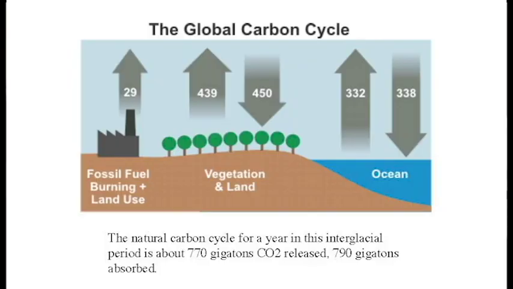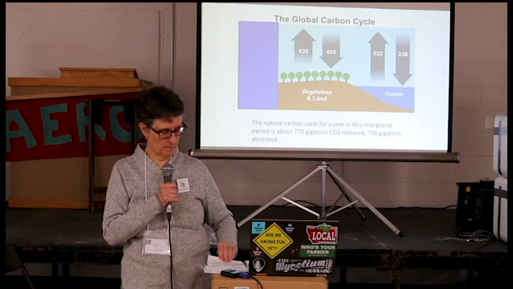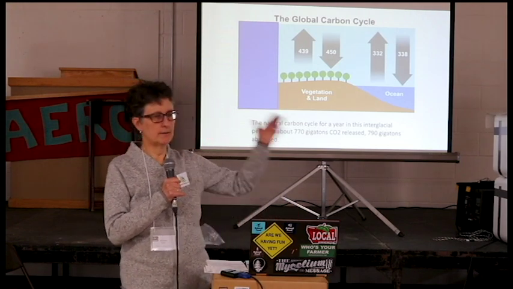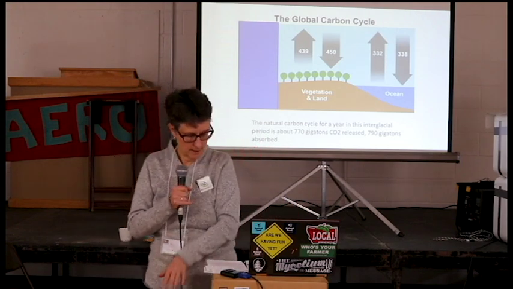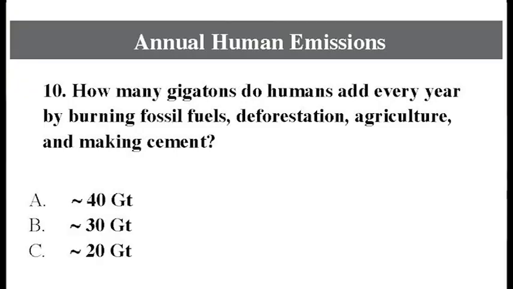So here's a stylized version, from maybe 10 years ago, about the major natural sources of emissions and sinks. You've got the air-land cycle and the ocean-air cycle. How many gigatons do humans emit every year by burning fossil fuels, deforestation, agriculture, and making cement?